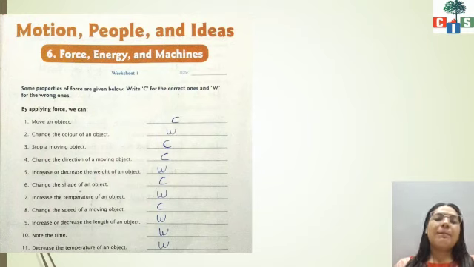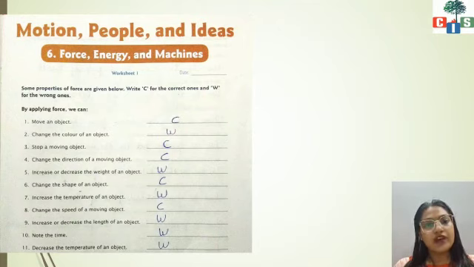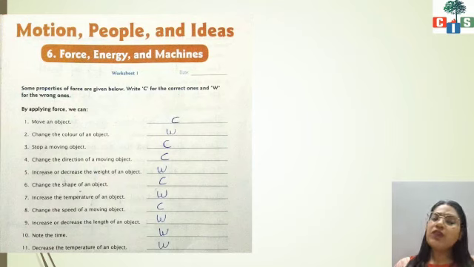So we have written C, correct. Whenever we apply force, the following things will happen. So we have written down correct. And the following things will not happen. So we have written down W, which is wrong. Okay, moving further to the next worksheet.